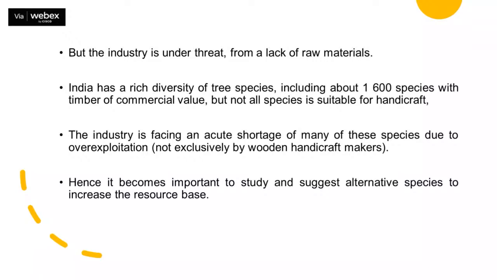But the industry is under threat from lack of raw materials. This is one of the biggest challenges to make the industry sustainable. Though India has a rich diversity of species, and we always highlight that there are almost 1600 timber yielding species in the country, not all species are suitable for all applications, and the same applies for handicrafts also. So the industry is facing acute shortage of many of these species because of over-exploitation, and it may not be confined only to handicraft. Hence, it becomes important to study and suggest alternative species to increase the resource base, so that we can reduce the pressure on the primary species as well as source material from a bigger resource base.